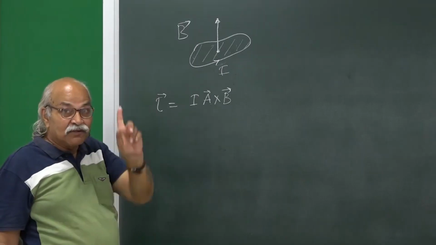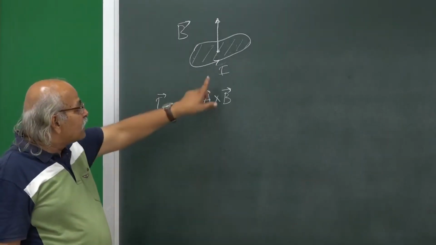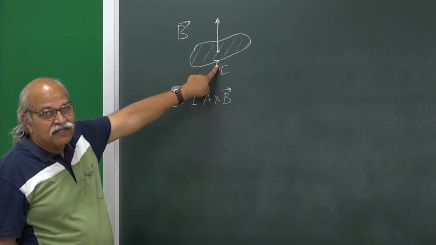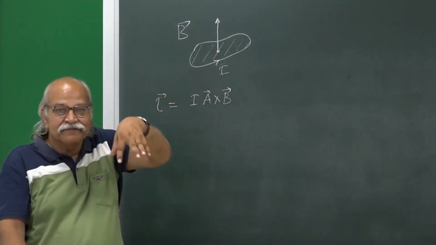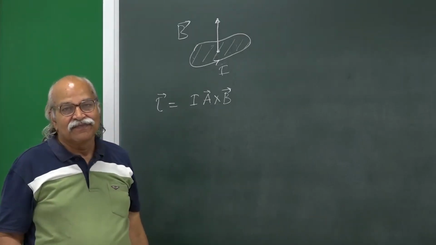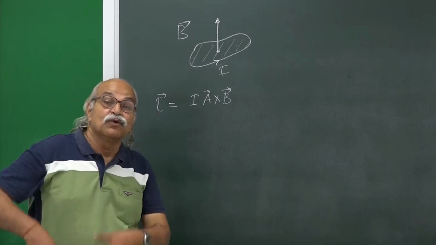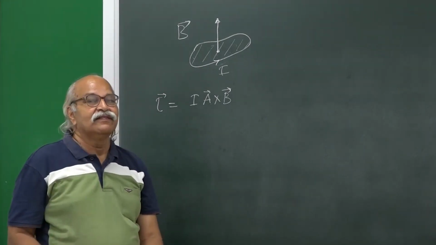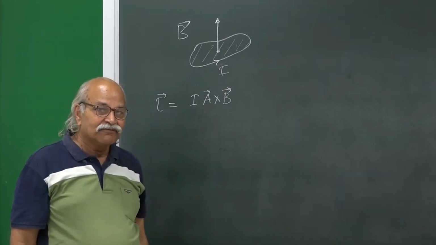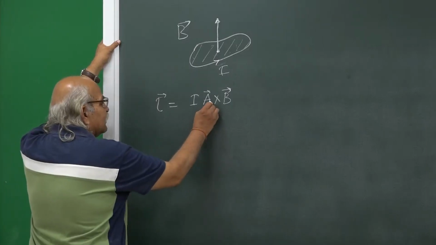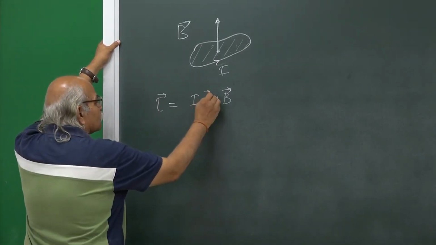The direction of A is perpendicular to this loop, that is okay, but which perpendicular? There are two sides. For that, this arrow is important, the direction of current is important. If you look into the loop and you find that the current is anti-clockwise, then the area vector is towards you, and if you find that the current is clockwise, then the area vector is going away from you. So, that is the convention, and that is how you write this A, and then I A cross B is the torque.